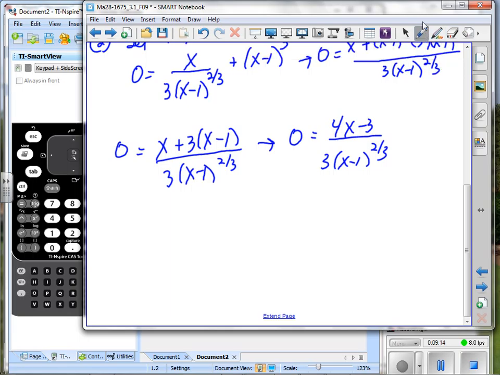Don't check your arithmetic out the door. If you've got a fraction whose value is 0, which part of the fraction is the only part that can give you a 0 value? The numerator. Now, if you didn't think about that, well, maybe you thought about multiplying both sides by this. Okay, that would still give us that 0 equals 4x minus 3.